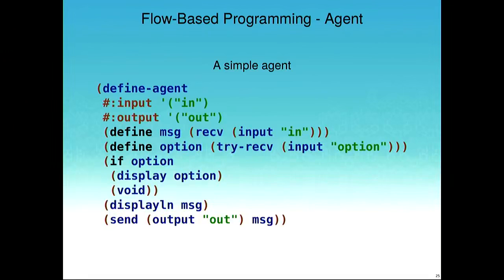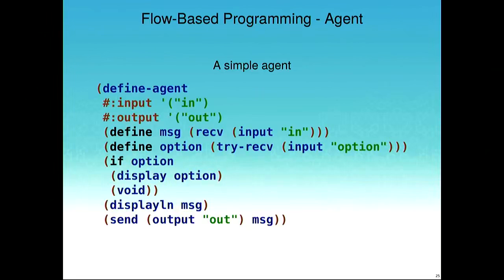Here's how you could make an agent in Fractalide. So we define that we want certain inputs. Often in these simple examples, we just have one input and one output, and then we have a simple function. You can choose not to block on a port. So maybe you sent some option to this, maybe you didn't. And if you did, we display that thing. Otherwise, we display the message that came in.